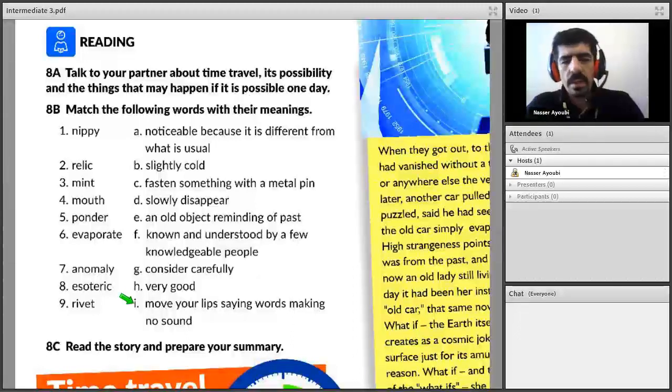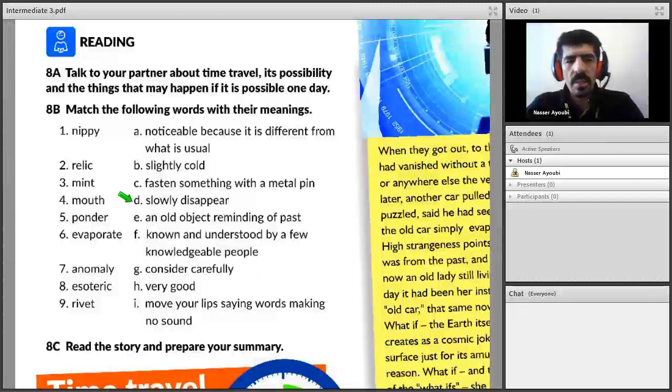5, ponder, G. Consider carefully. Think about something. Okay, number 6, evaporate. Evaporate is D. Slowly disappear. Evaporate, slowly disappear. Vanish.